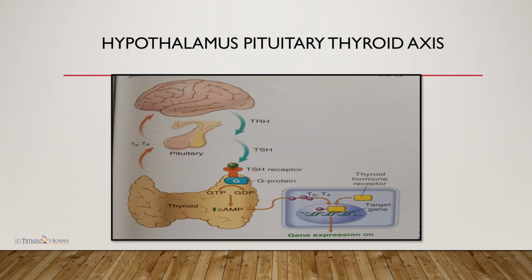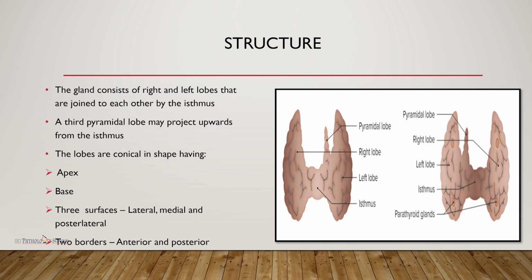Now let's have a look at the hypothalamus-pituitary-thyroid axis. When there is a decrease in T3 and T4, it stimulates the hypothalamus to release thyroid releasing hormone, which in turn acts on the pituitary to secrete thyroid stimulating hormone, which further acts on the thyroid gland to increase the secretion of T3 and T4. T3 and T4, by the negative feedback mechanism, decrease the levels of thyroid releasing hormone and thyroid stimulating hormone.